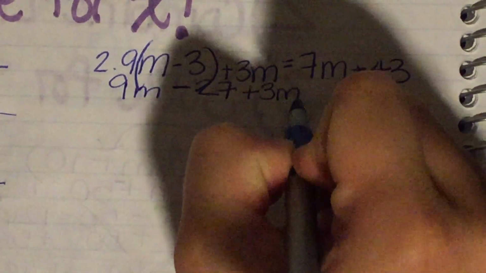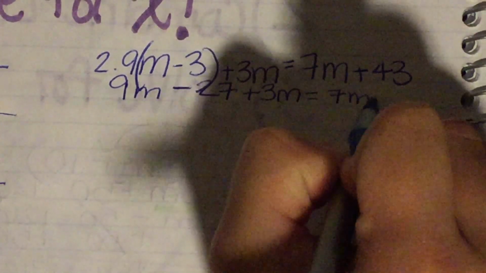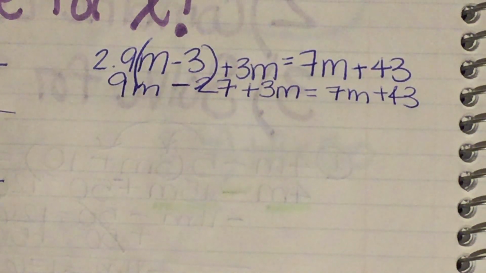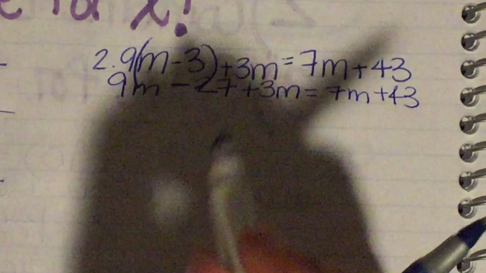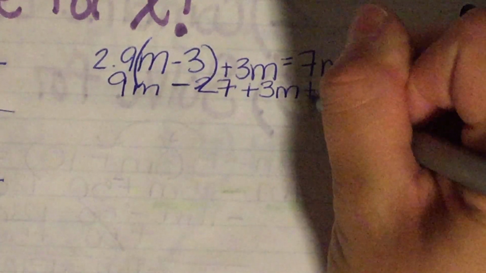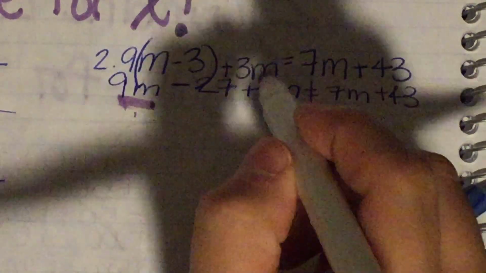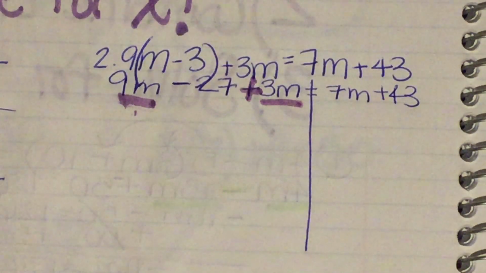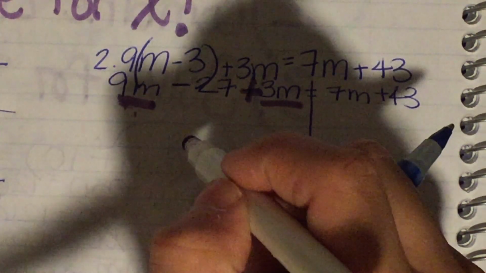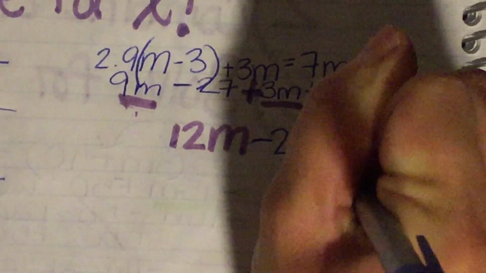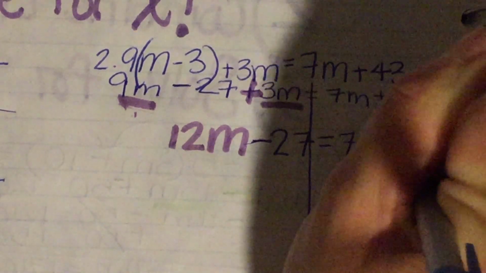And then I usually rewrite after every step. So that was step 1. Step 2, simplify. Remember that you can only simplify on each side of the river. So we have 9m plus 3m, and that will get us 12m minus 27 equals 7m plus 43.